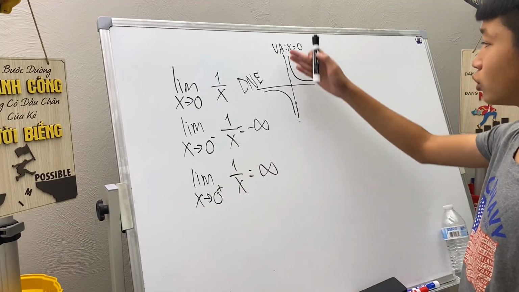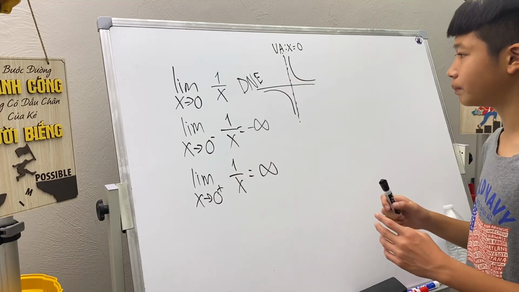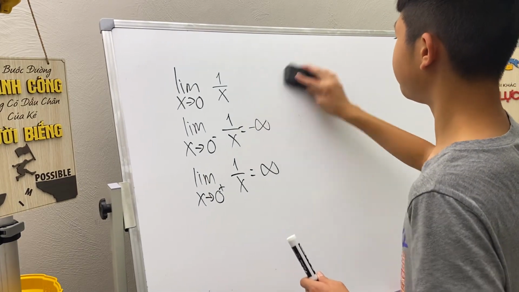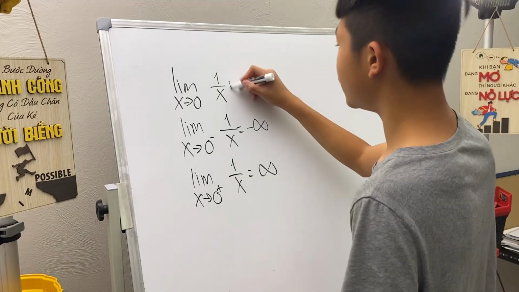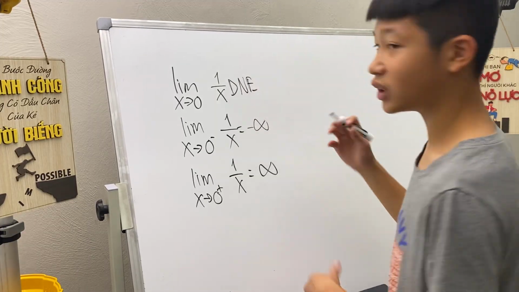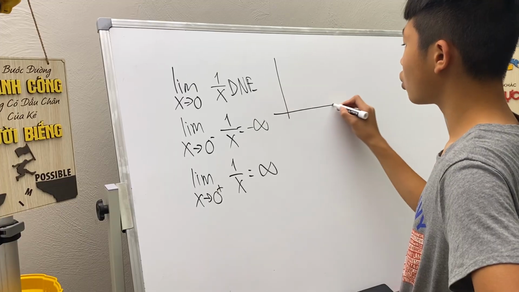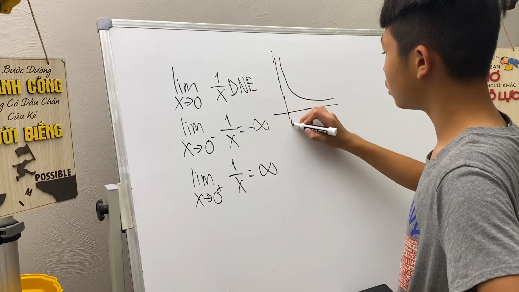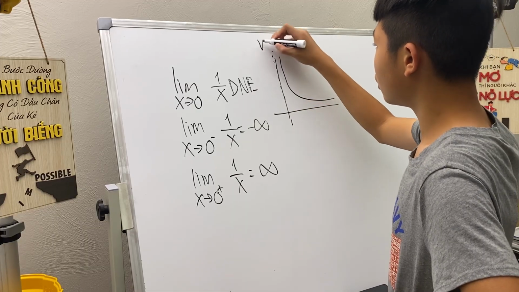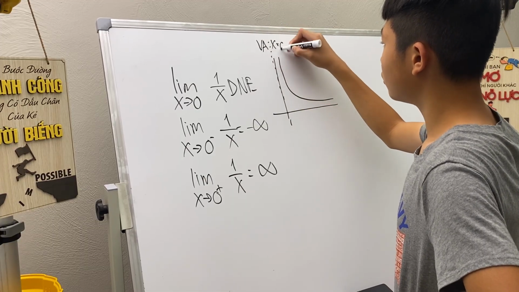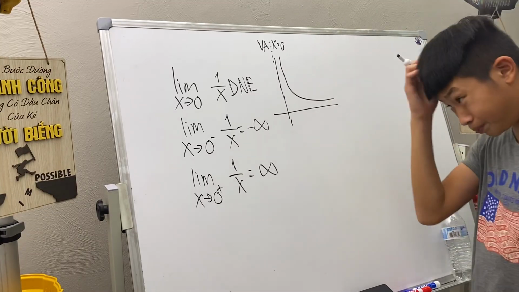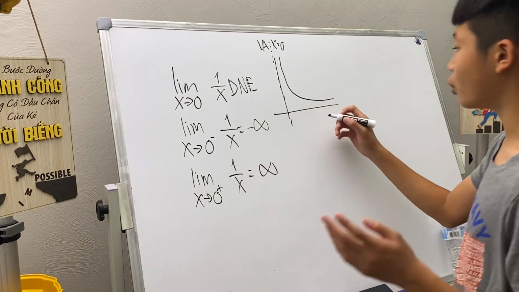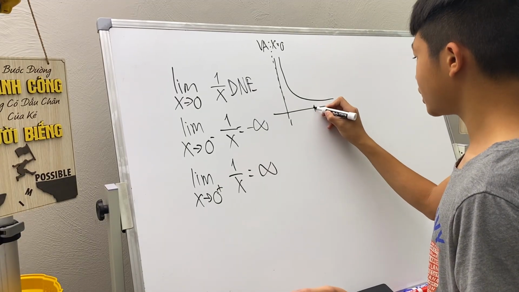You can tell because this graph never touches the vertical asymptote. So let me give you guys an example. So this is DNE. This limit does not exist. I'm gonna draw one quadrant for this. So this is the graph, and the vertical asymptote is at x equals 0, as you see. So this never touches the graph. But let's say we pick a point right here. Let's say this is 1.